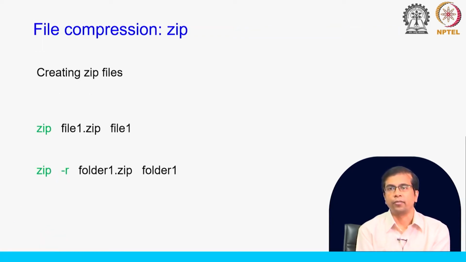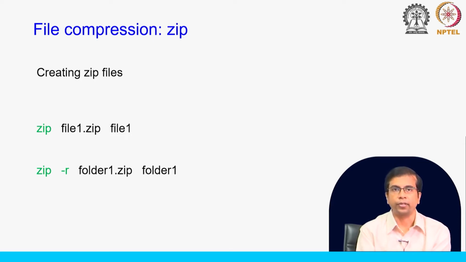So, let us start with the file compression part. The first file compression that we will use is called zip. This is a common file compression that is also present in Windows, you must be familiar with it. In Linux, what do we do if we have to create a zip file using the command line, and similarly what do we do if we have to decompress a file? So, we will discuss that one step by step.